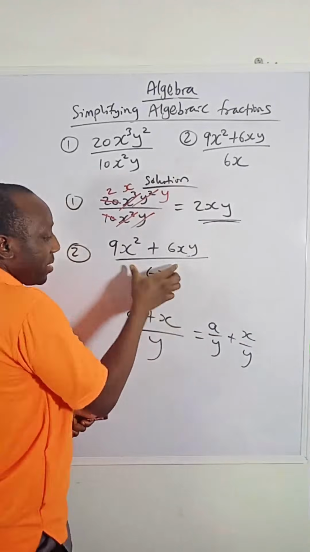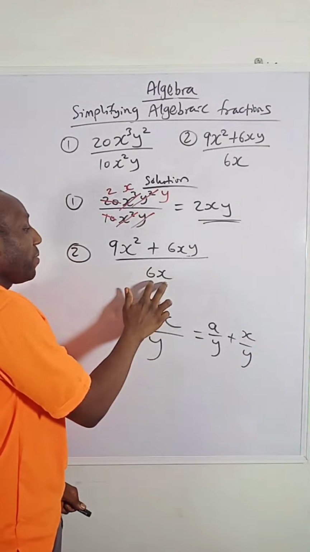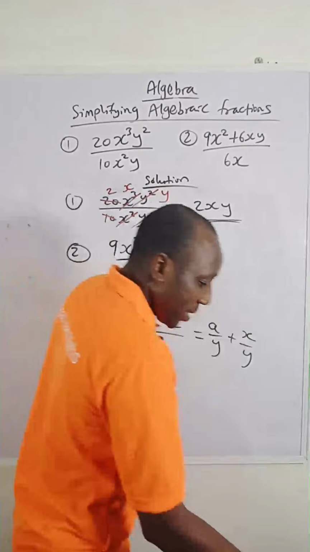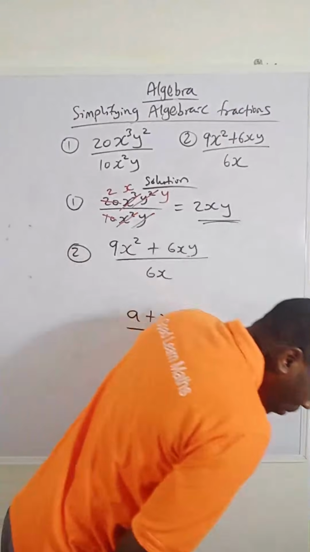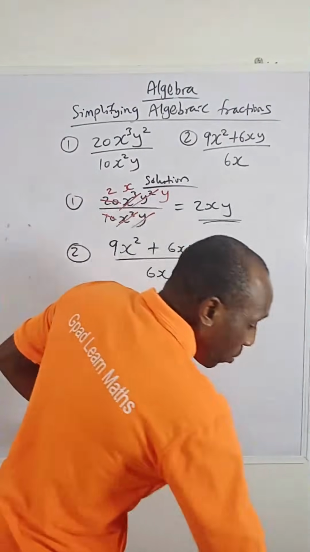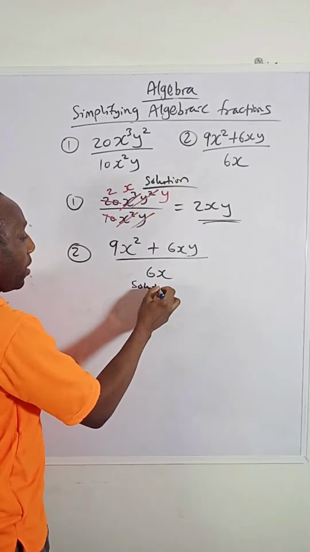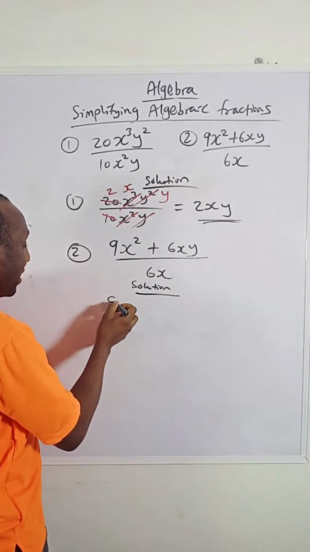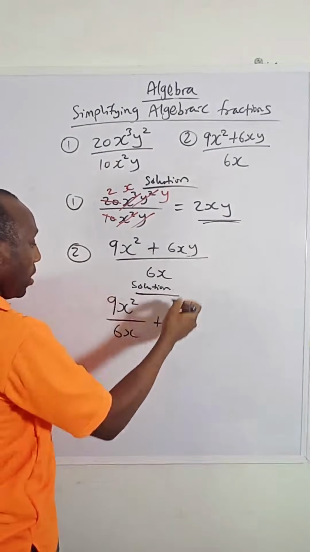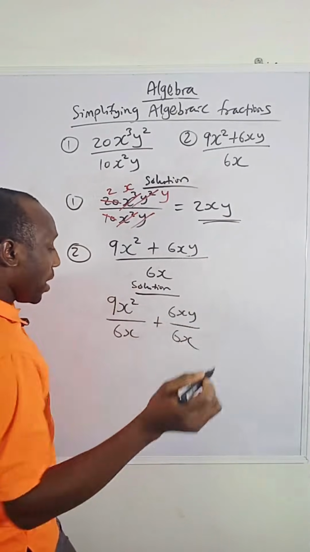I can rewrite this like this. I'll just split it into 2 fractions, but they will both have a common denominator of 6x, even as we have it here. All right. So that's exactly what I'm going to do. Yeah, we can split it, but I'll show you another way you can do this. So it's going to be written like this. Solution. I'm going to write 9x squared over 6x plus 6xy over the same, 6x, like I explained before.